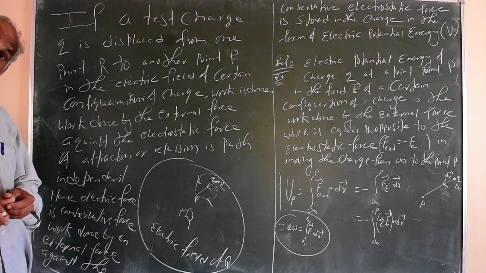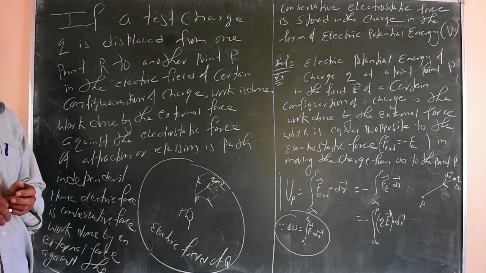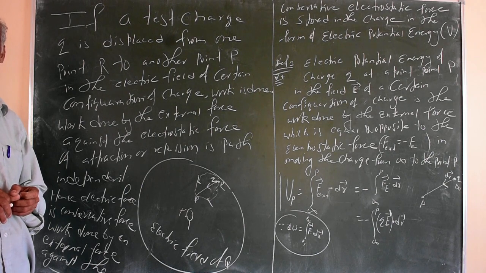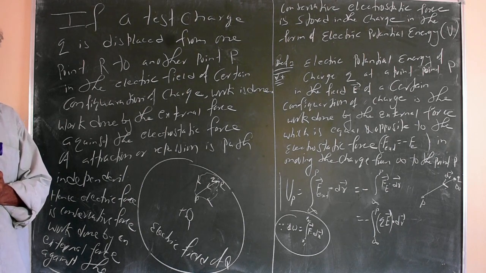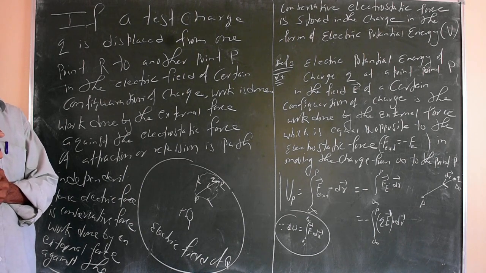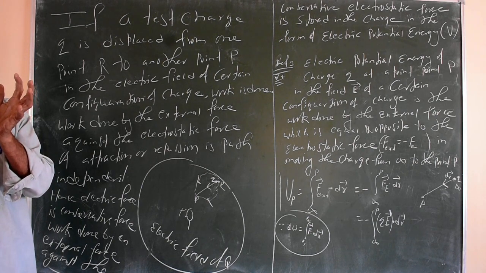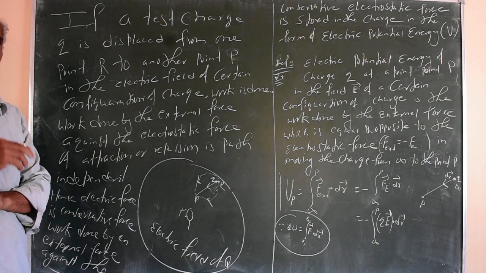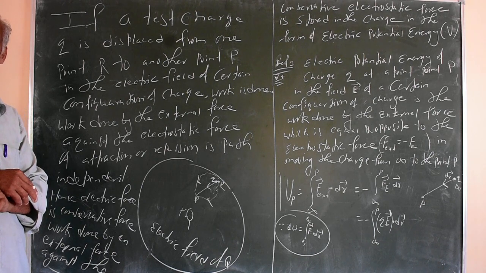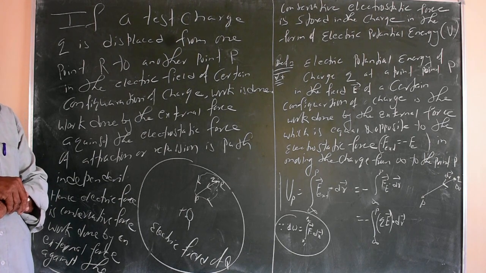If a charged body is displaced in the electric field of a certain configuration of charge, the configuration of charge is a combination of charges. Not only multiple charges, even a single charge generates a field, and multiple charges in the space also generate a resultant field around them. That field is called the field due to the configuration of charges.